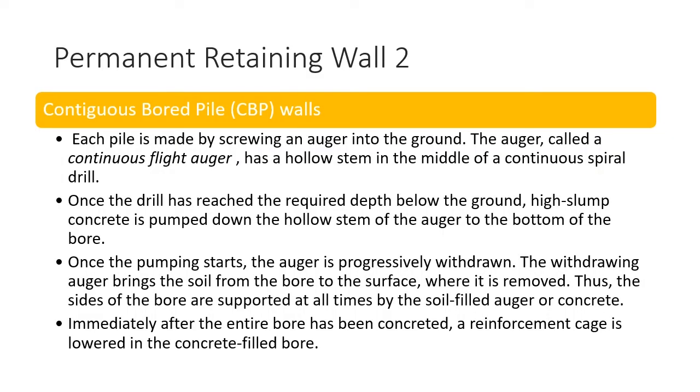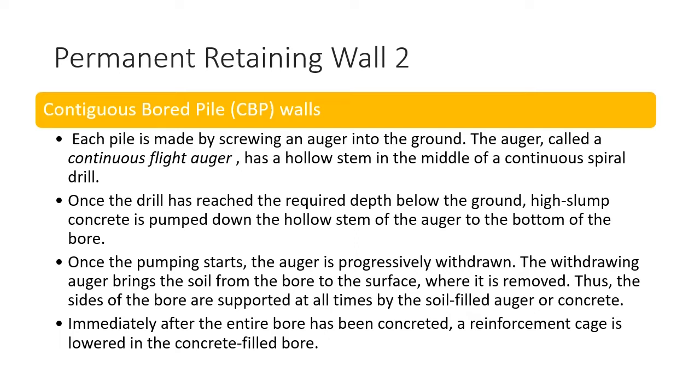For the construction process of the CBP, each pile is made by screwing an auger into the ground. The auger, called a continuous flight auger, has a hollow stem in the middle of a continuous spiral drill. Jadi akan drill lah masuk auger ni ke dalam tanah to create lubang. Once the drill has reached the required depth below the ground, high slump concrete is pumped down the hollow stem of the auger to the bottom of the bore. So dalam tengah-tengah auger tu ada lubang yang kita boleh guna macam masukkan pipe dekat dalam that auger untuk pump out concrete ke dalam hole.